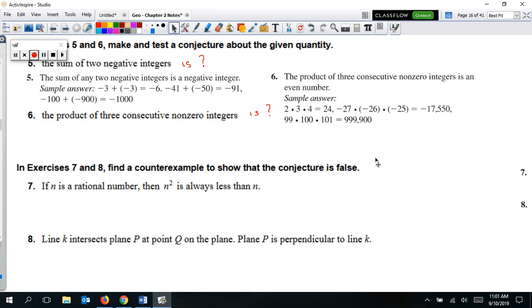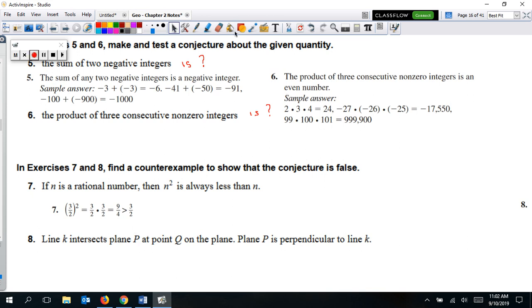You can use that. This one says a different number. This one says 3 over 2. They used a fraction, 3 over 2. So they're saying n is 3 over 2, and if you square it, that's 3 over 2 times 3 over 2, you're going to get 9/4. And 9/4 is greater than 3 over 2. That's a counterexample to that statement, to this inductive reasoning.